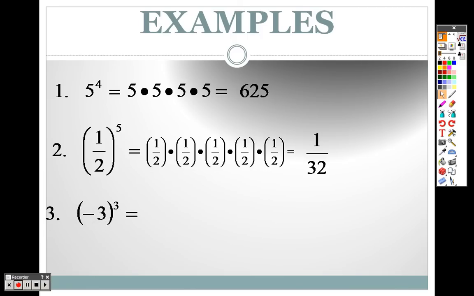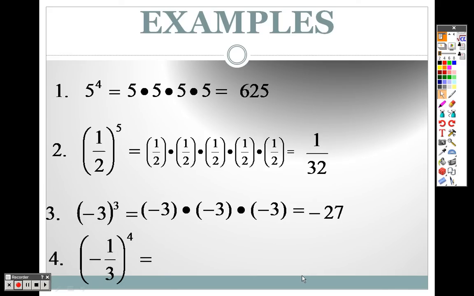Negative 3 to the third, which means I take that negative 3 times. Negative 3 times negative 3 times negative 3. So negative 3 times negative 3 times negative 3 is negative 27. Because these two, when you multiply them, give you a positive 9, and 9 times negative 3 is negative 27.